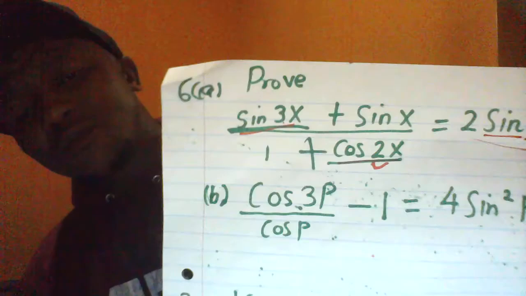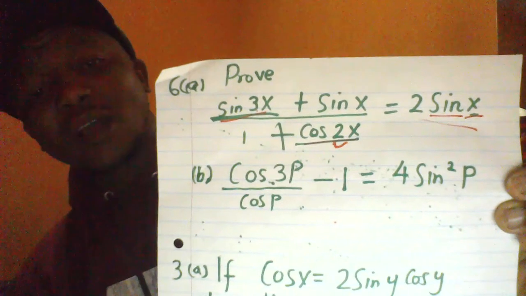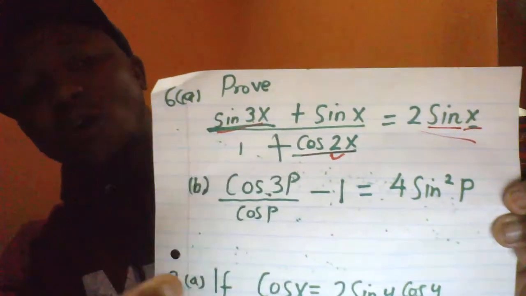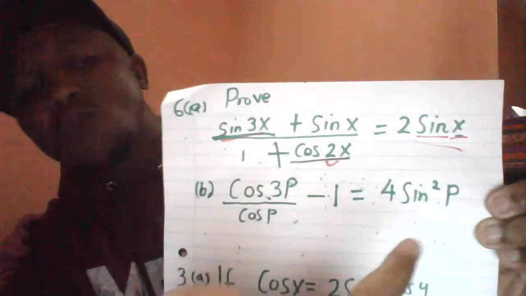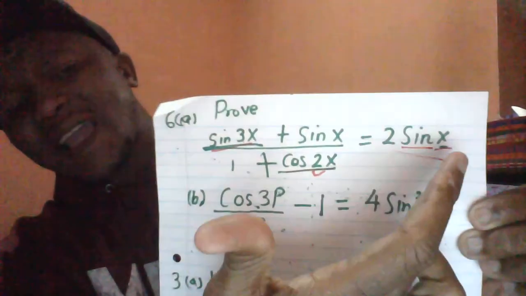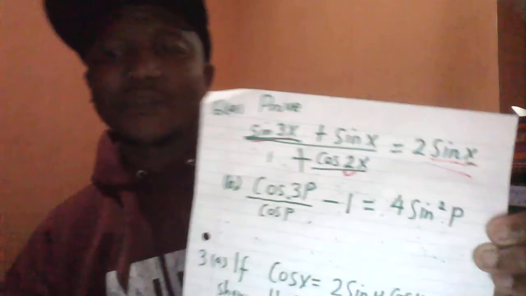So this is the question right here. The question says you have to prove what we see there. I tell students all the time: if somebody asks you to prove something, make sure you look at the left hand side and right hand side. Okay, let's go to the business. I'll explain it to you very well.